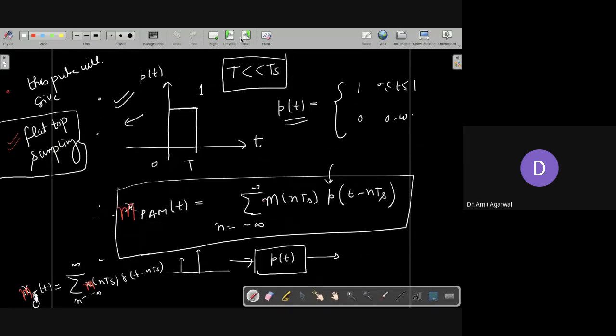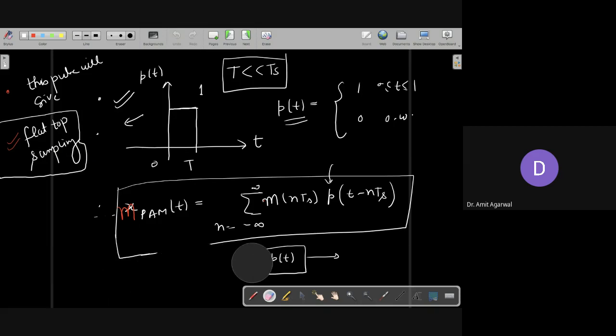In detail, you will study it in the next digital communication course. But just remember, this is flat top sampling. I can ask a simple 1 mark question from this, that your PAM depends on flat top sampling. Okay, so this is your PAM signal, which I agree mathematically.